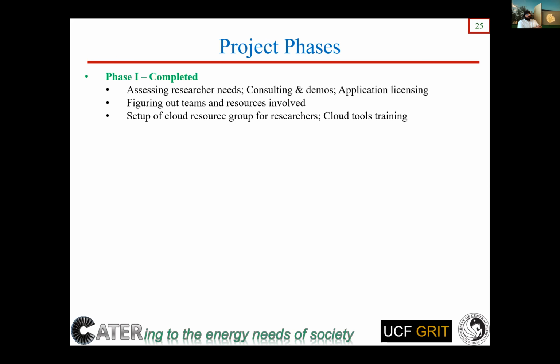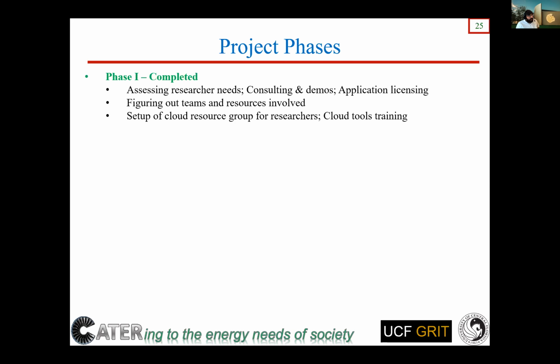So for the project, I see the project as being divided into 4 phases. The first phase is where you assess researcher needs, as I talked about, the consulting and demos. You also need to figure out application licensing. For example, in this case, we were using Convert CFD, and there's a limitation on how many parallel runs of the application you can have. At any point in time, it can either be done on the on-premise cluster or the HPC cloud resources. Then, in this first phase, you also need to figure out who are the teams who are going to provide support for the cloud, for Linux, maybe for the network piece, and who's going to do all these different kinds of things.